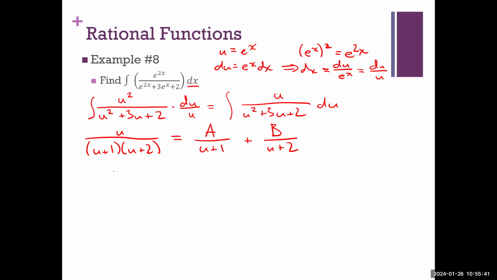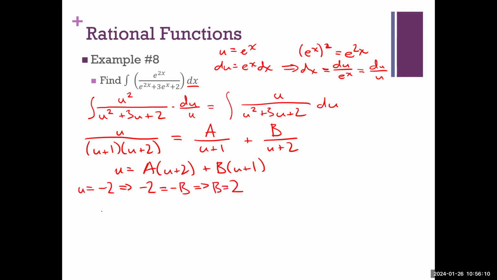If I multiply it through by the denominator, what do I get? 2 equals A times u plus 2 plus B times u plus 1. Are there good values of u to choose? -2 is a good one. So that gives us -2 equals -B, which means that B is 2. What's another good value of u? -1. That gives us -1 equals A.